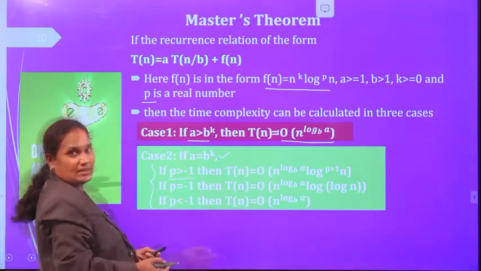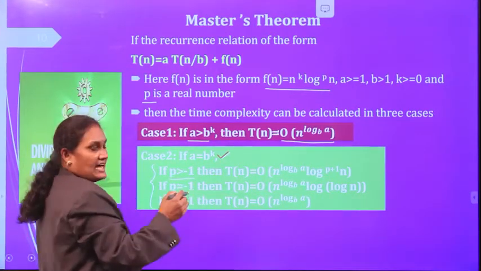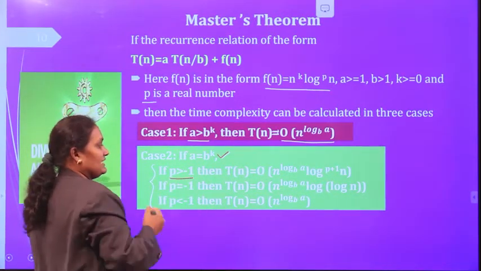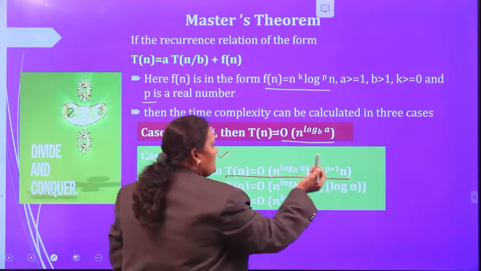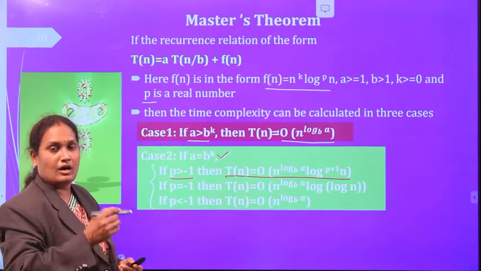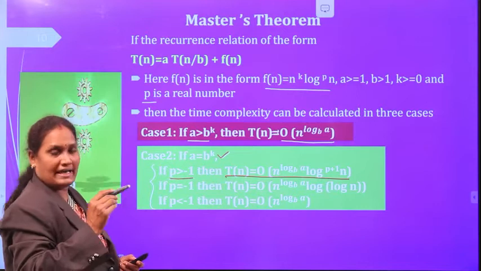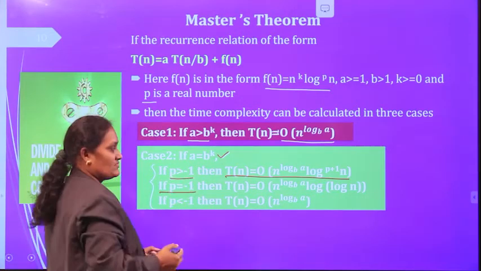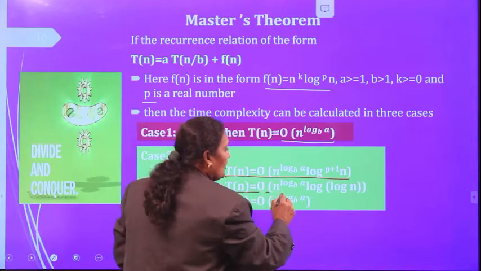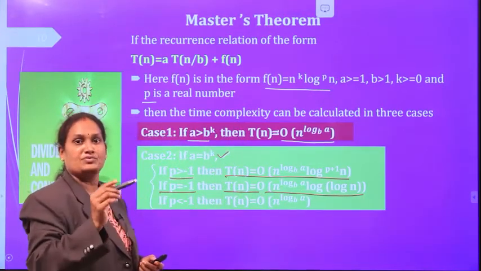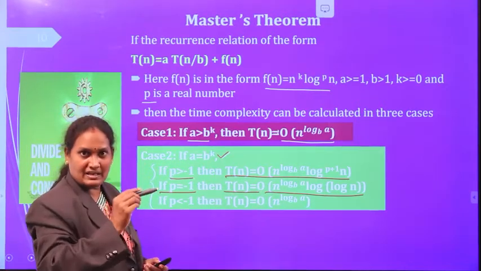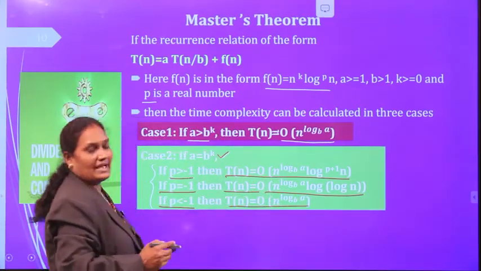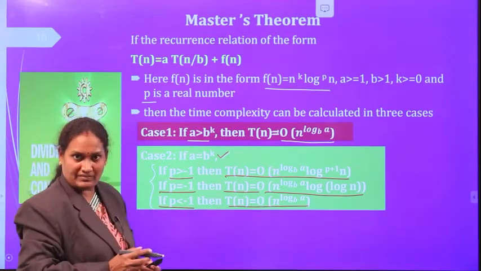If a is equal to b power k, we have three alternatives. The first alternative is if p greater than minus 1, then T of n is equal to big O of n power log a base b log n power p plus 1. Now, if p is equal to minus 1, then T of n is equal to big O of n power log a base b log of log n. Now, if p less than minus 1, then T of n is big O of n power log a base b.